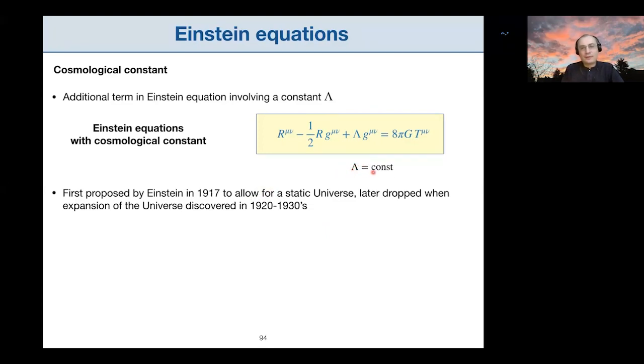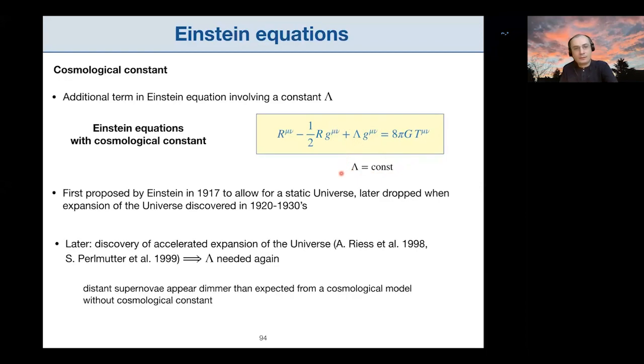But later it was discovered that indeed the universe appears to be expanding, in the 1920s and 30s, and this term was dropped. Most of the literature from later times does not include the cosmological constant. But in the late 1990s and early 2000s, it was discovered that the expansion of the universe has been accelerating recently. So we obtain an increasing amount of evidence that not only is the universe expanding, but the speed of the expansion is slightly increasing, or at least started to increase quite recently.